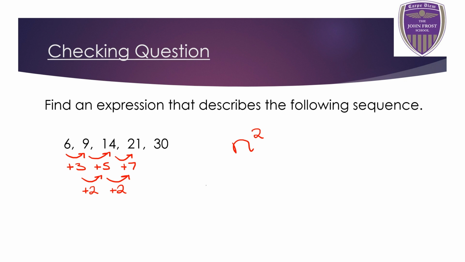So let's do 1 squared, which gives me 1. Now the first term of my sequence is 6. So how does 1 become 6? Well, I have to add 5. So I think my nth term is n squared plus 5.